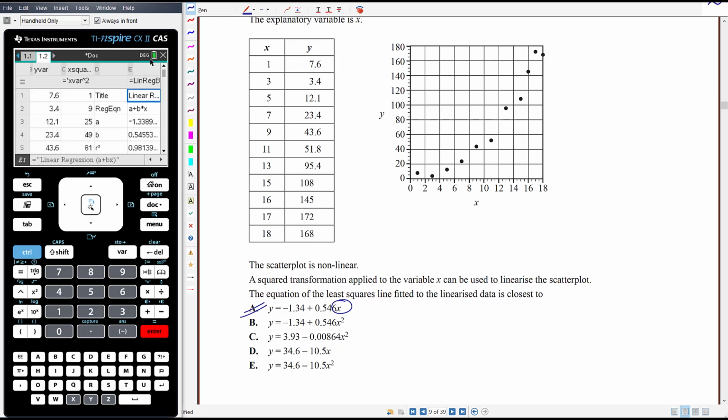And we press enter and we get the regression over here, and so we can see it is y equals a plus bx, where a is negative 1.338, so negative 1.34, and b is 0.546 rounded to 3 significant figures, so it will be option B, looking at what I can see there.